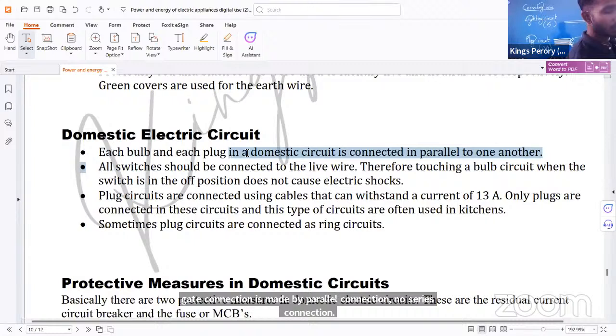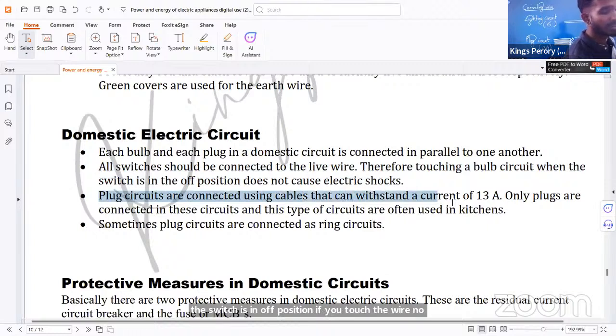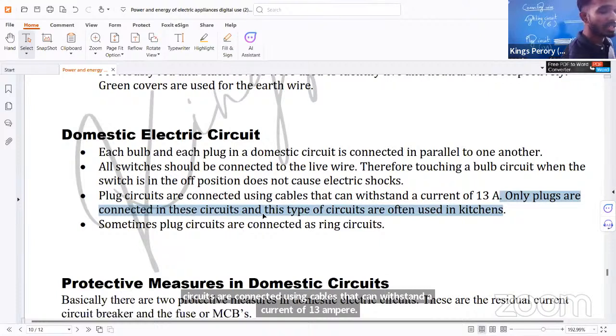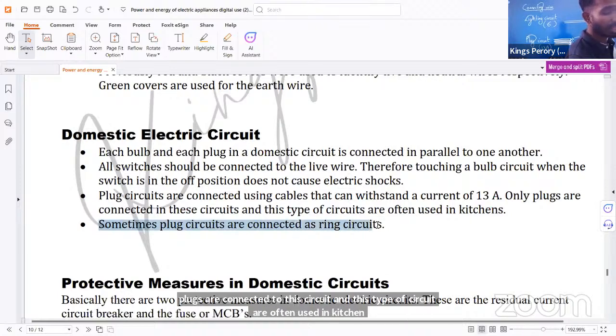All switches should be connected to the live wire. Therefore, touching a bulb circuit when the switch is in off position does not cause any electric shock. When the switch is in off position, if you touch the wire, no harm. Plug circuits are connected using cables that can withstand a current of 13 ampere. Only plugs are connected to this circuit, and this type of circuit is often used in kitchen. Sometimes plug circuits are connected as ring circuit.